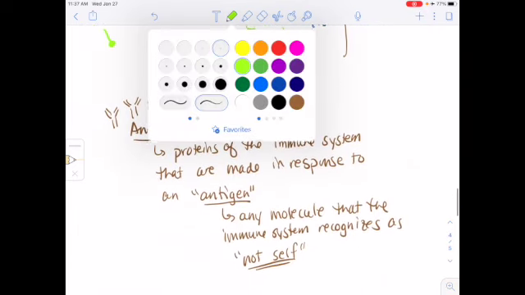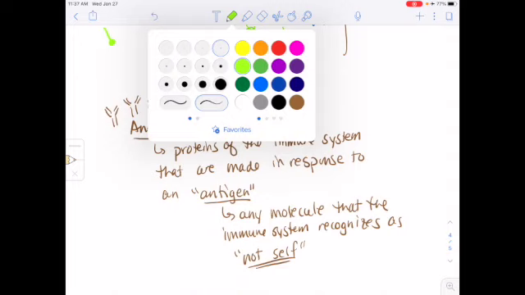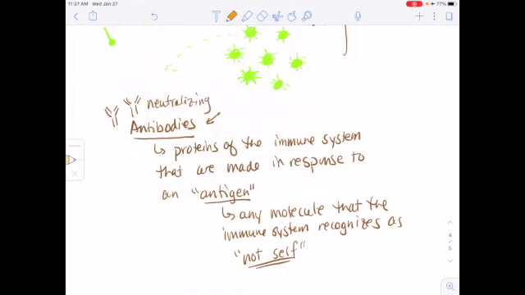All right. Need a better color here. Let's go to orange. We haven't used that yet.